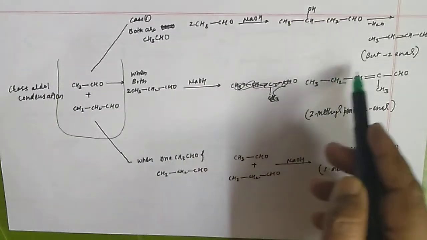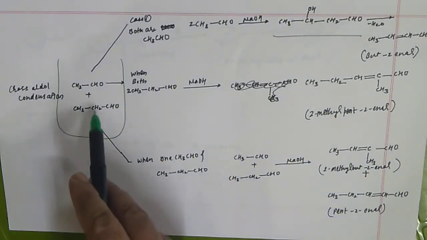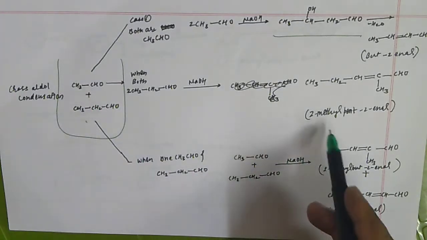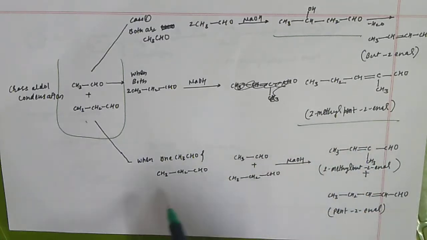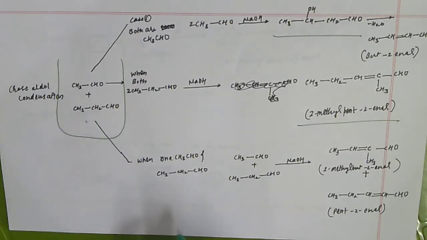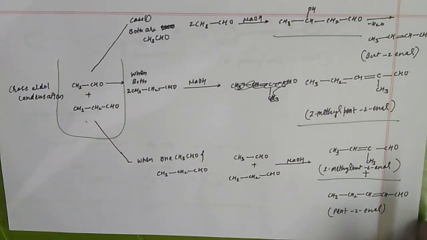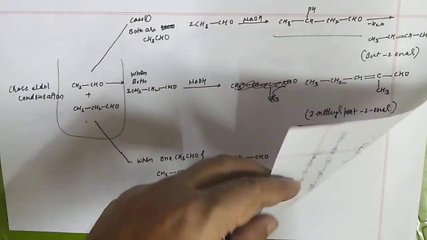Suppose 2 ethanol combine, it will give the beta hydroxy aldehyde, and if 2 propanol combine, it will give 2-methylpent-2-enol. And if one ethanol and one propanol combine, which compound you take first also determines the type of product. So the first products will be 2-methyl butenol and pent-2-enol. This is the product of the aldol condensation, that is, cross aldol condensation.